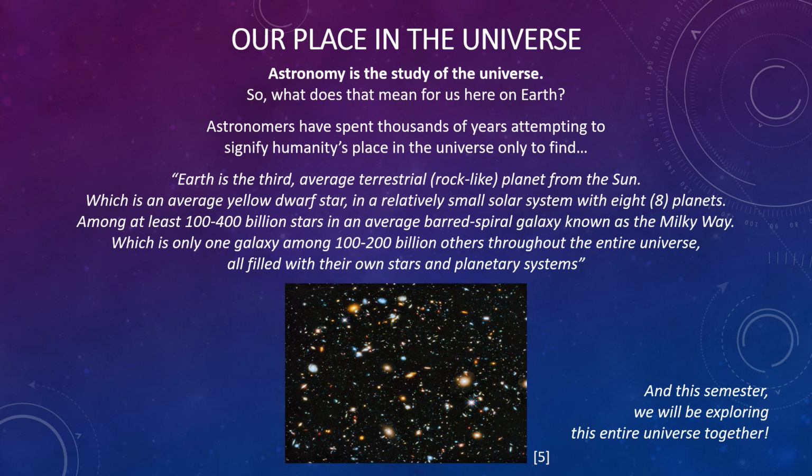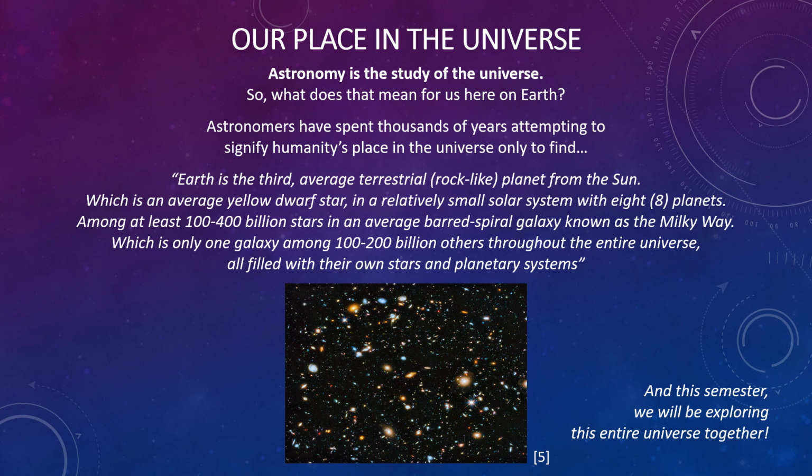astronomers have found that Earth is the third rocky planet from the sun, which is itself a rather average star. It is a yellow dwarf star that has a relatively small solar system with only 8 planets. And when we look at other stars, we find that in a galaxy like our own, there are about 100 to 400 billion other stars in a galaxy like our Milky Way, which is a spiral barred type galaxy.